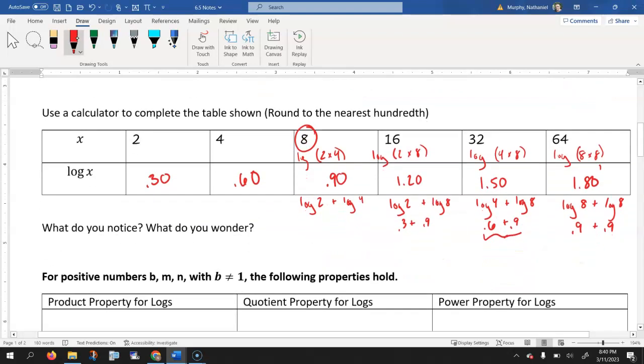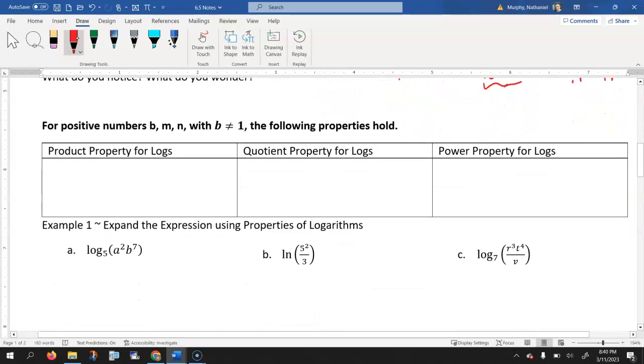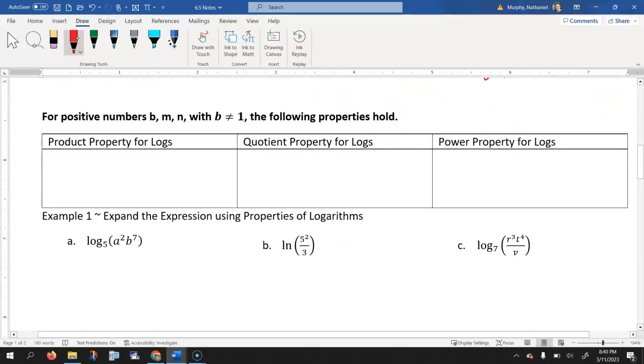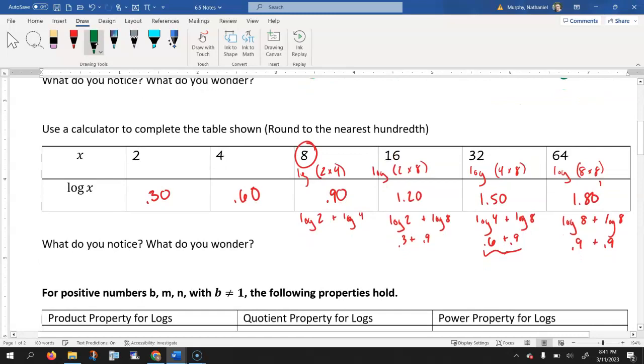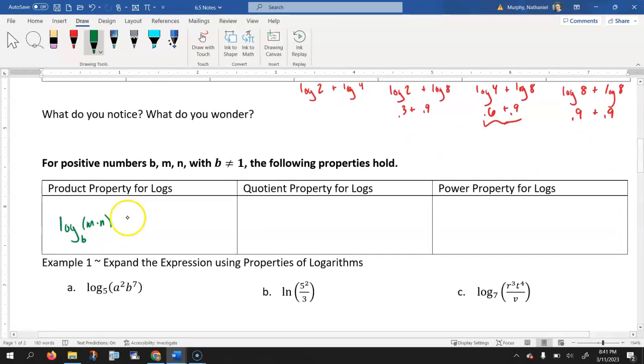So if you didn't follow me, that's okay. That's just leading us to what we call these different properties of logarithms. So the first one is the product property for logarithms. And using these variables, this is just the general form, we would say log base b of the values m times n, just like what we're doing up here. So if I wanted to find the log of 2 times 4, I'd break that up into log base b of m plus log base b of n.